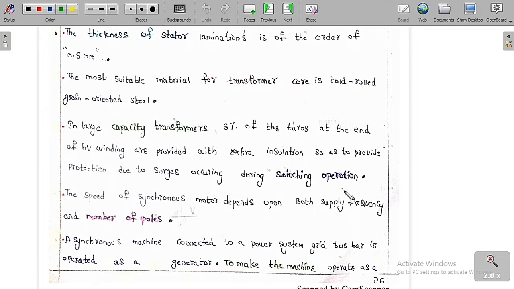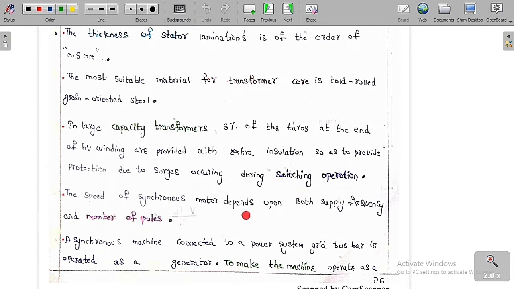In large capacity transformers, 5% of the turns at the end of the HV winding are provided with extra insulation so as to provide protection due to surges occurring during the switching operation.